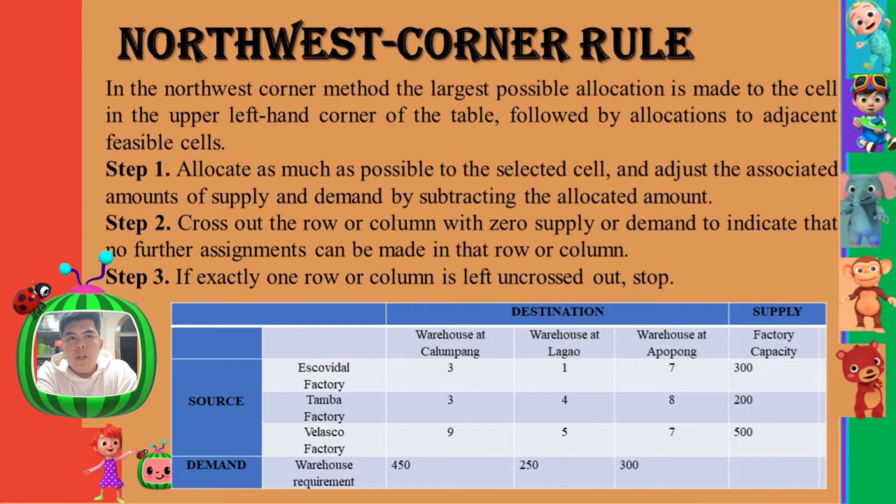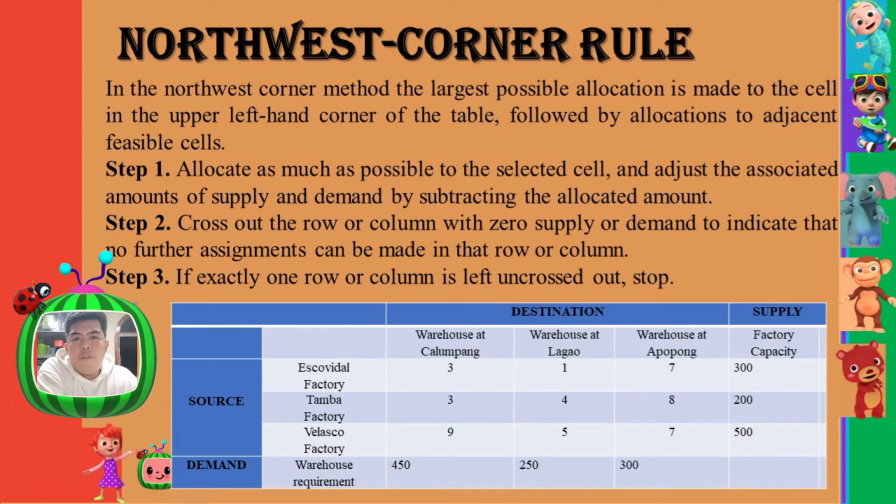So, Northwest Corner Rule. In Northwest Corner Rule, the largest possible allocation is made to the cell in the upper left-hand corner of the table, followed by allocation to adjacent feasible cells. So, first step is allocate as much as possible to the selected cell and adjust the associated amount of supply and demand by subtracting the allocated amount. Next is cross out the row or column with zero supply or demand to indicate that no further assignment can be made in that row or column.